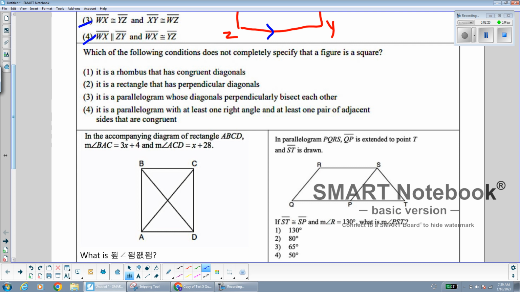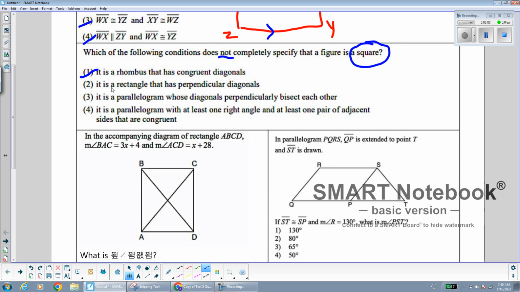Which of the following conditions does not completely specify that a figure is a square? It is a rhombus that has congruent diagonals. Well, to be a square, it needs to have both properties of a rectangle and a rhombus. Number 1 mentions that it's already a rhombus, so now we're just looking for a rectangle property to make it a square. And congruent diagonals is a rectangle property, so this is a square. Not the answer choice we're looking for. It says does not specify that we have a square.